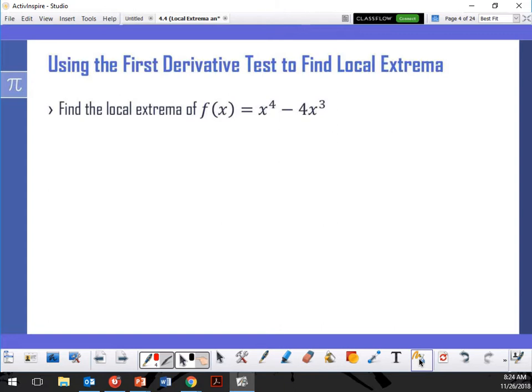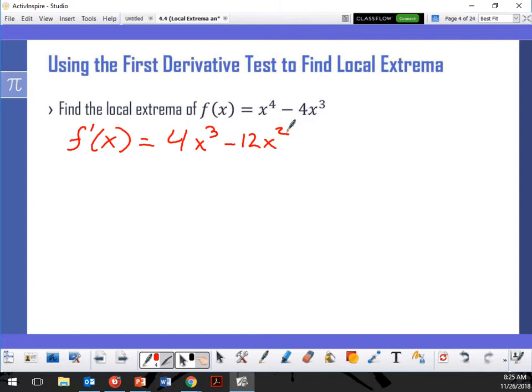Okay. Find local extrema. So first thing I'm going to do is take the derivative, right? So let's take the derivative. So f prime of x is equal to... There we go. So there's the derivative. Now, from here, I need to figure out the critical points, and then do the first derivative test from there.